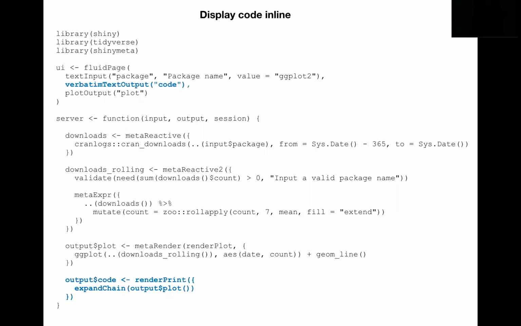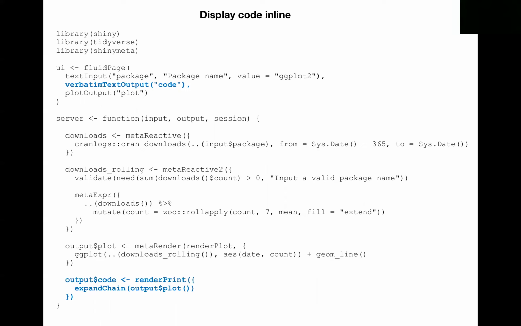All right, so this is the implementation of just displaying the code inline. You could simply use this expand chain function to get at the code behind the plot output, and then use something like render print, which is a Shiny function, to print whatever you have in this reactive context, and hook that up to a verbatim text output in the user interface.